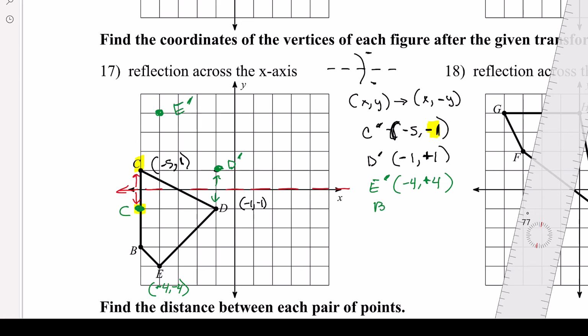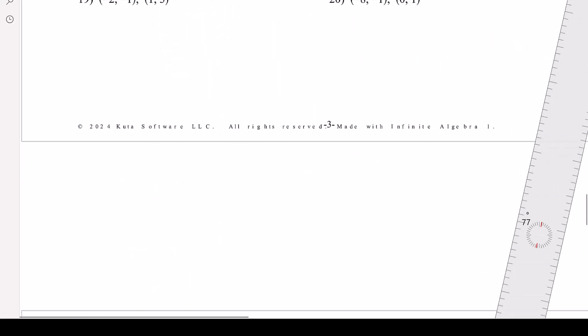And then finally, I probably should have left some room to put b prime up there, but I didn't, so I'll just write it down here. B prime is -5, -3. So we multiply the y value, so -5, +3, and this is b prime. Yeah, that shape, if you were to fold it up over that red dashed line, the x-axis, that shape would sit on top of each other.